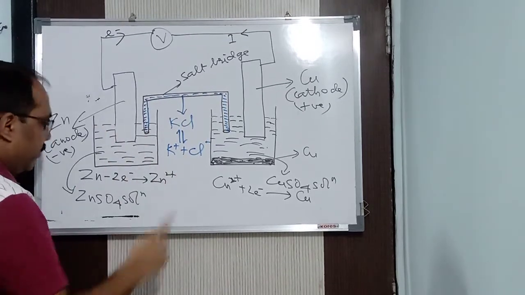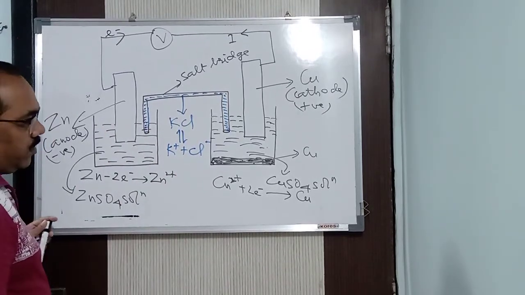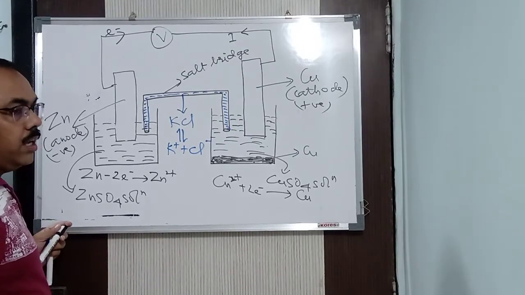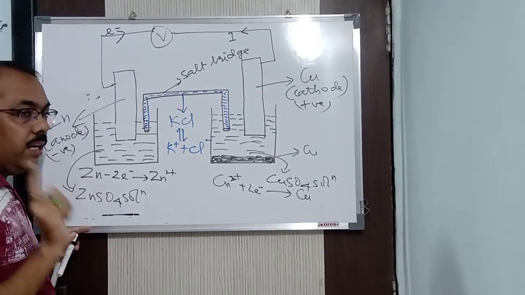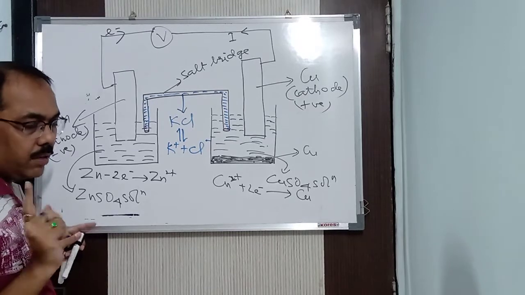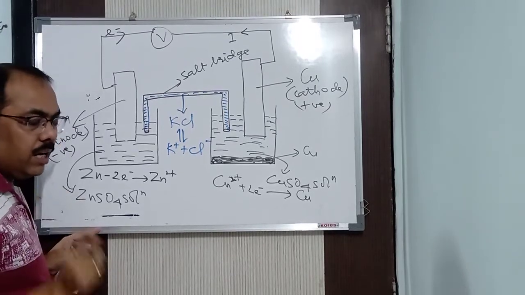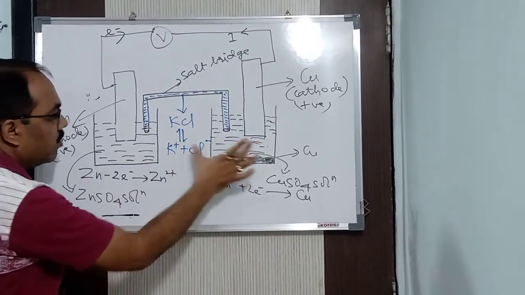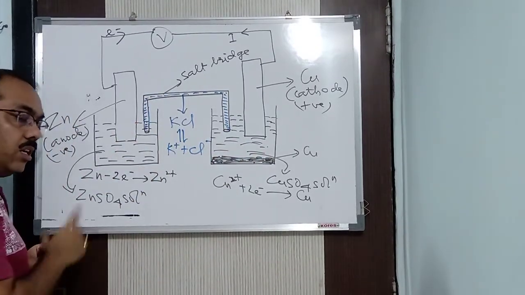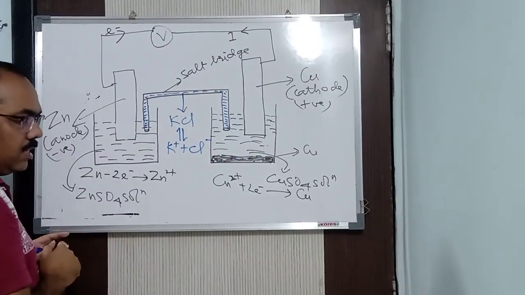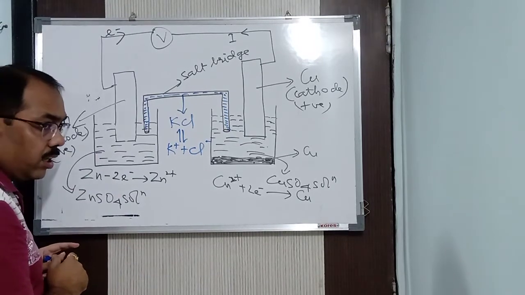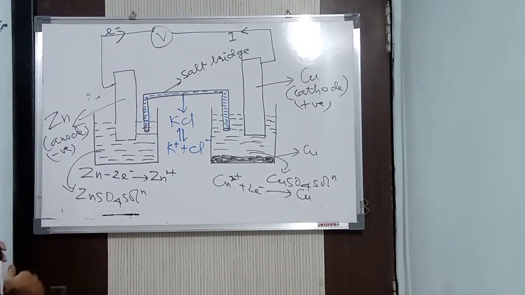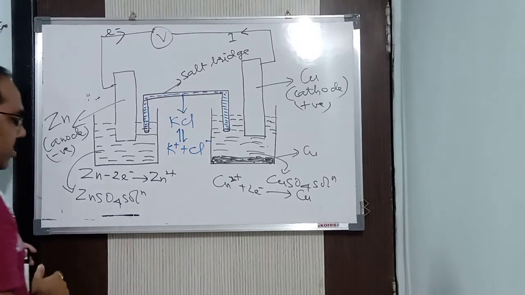Point number two, the function of the salt bridge is it maintains the electrical neutrality of the cell. That means the cell is remaining electrically neutral in nature. Now this you have to understand, how the cell remains electrically neutral in nature. Understand. I think you have written the two functions what I said you.